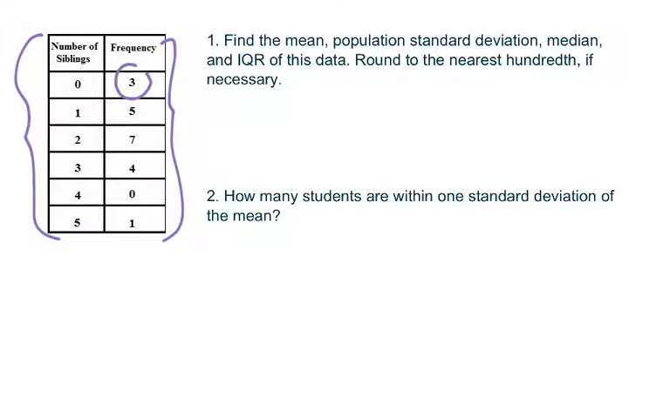So that's what the 2 columns mean. So we're asked to find the mean, population standard deviation, median, and IQR for this data. So at this point, if you're following along, you'd want to go ahead and put this data in your calculator.